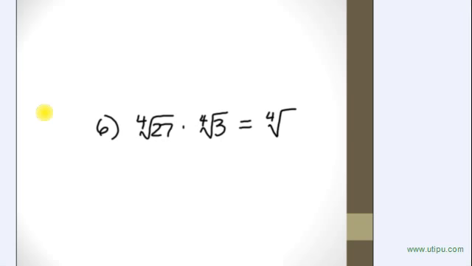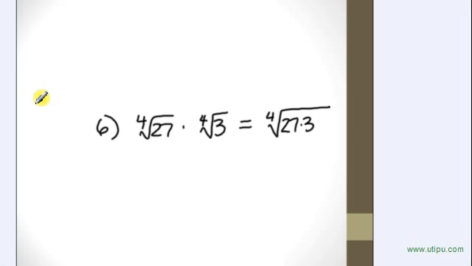Now back to the guided practice with example 6. Example 6 says take the 4th root of 27 times the 4th root of 3, and it wants us to simplify that expression. Well, individually, the 4th root of 27, I can't simplify. 4th root of 3, I can't simplify. But what I can do, because they're both 4th root, is I can multiply them together.